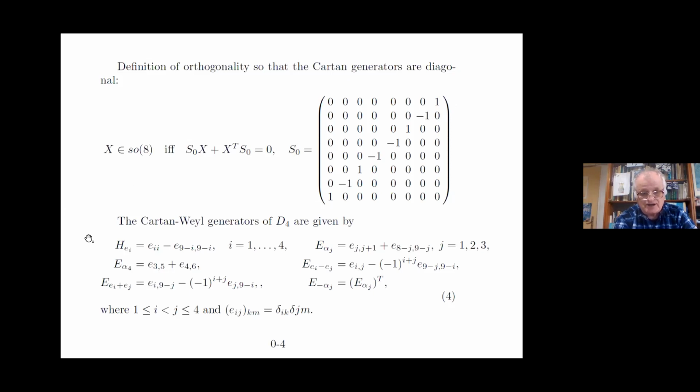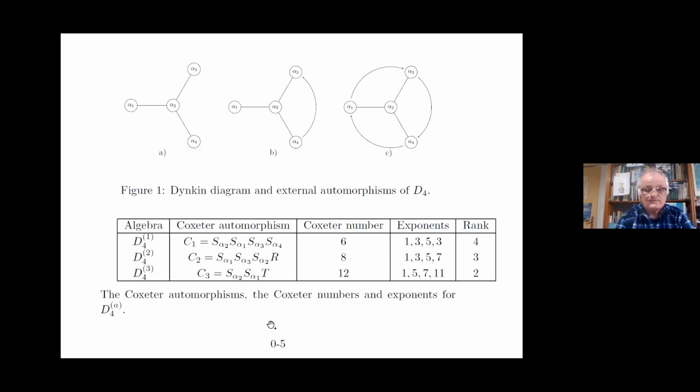The Cartan-Weyl generators of D4 are given here. Of course, the matrices are small e_ij, such that they have only one non-vanishing element at position ij. Now, as most of you probably know, the algebra SO8 has two types of external automorphism. So we will consider these three cases.